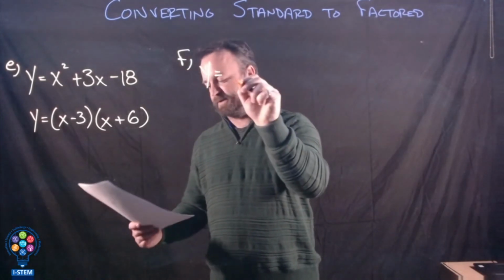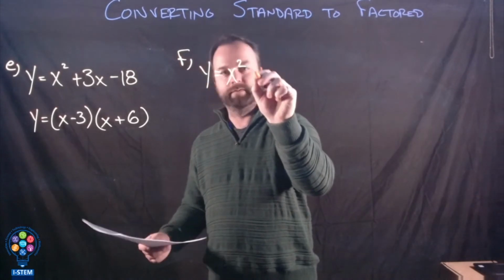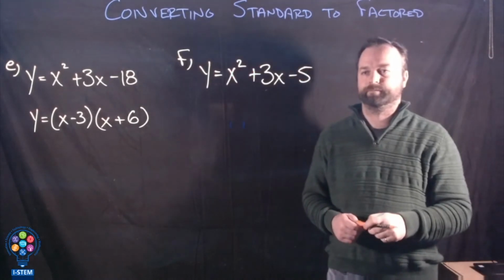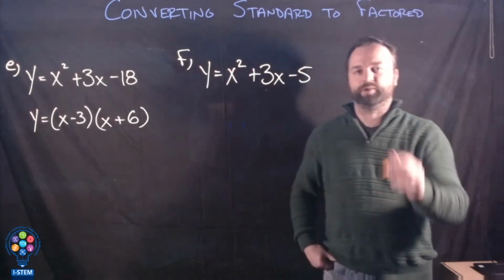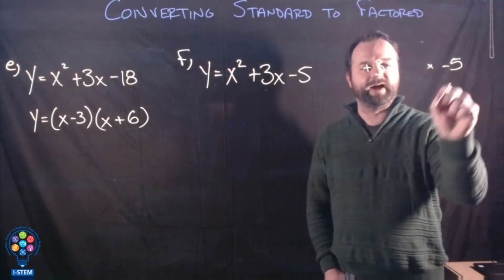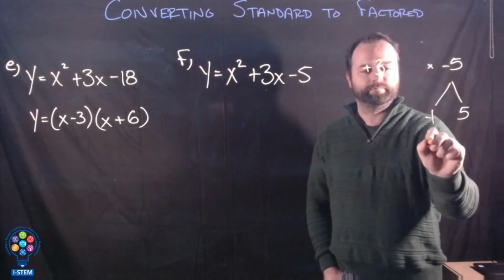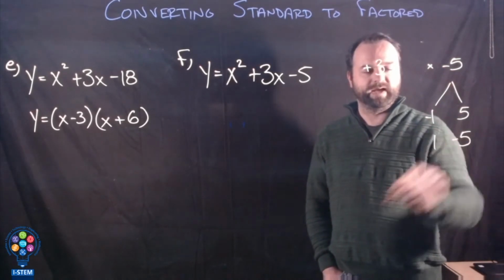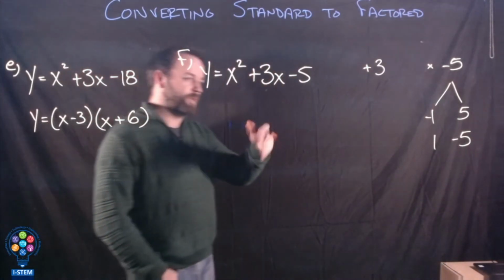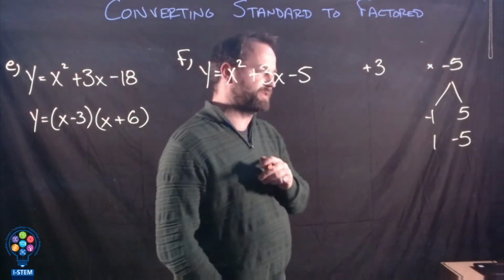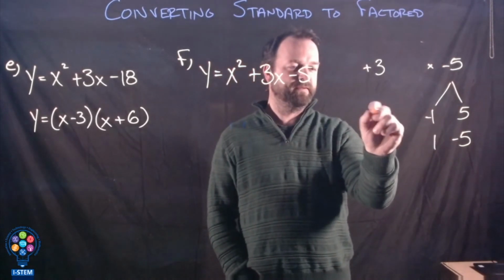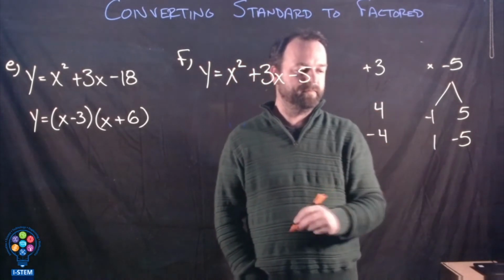Y equals x squared plus 3x minus 5. So again, I'm looking for two numbers that add to 3 and multiply to negative 5. And I think I've only got two possibilities. I've either got negative 1 and 5 or positive 1 and negative 5 for two integers that multiply to negative 5. And neither of these add to positive 3.